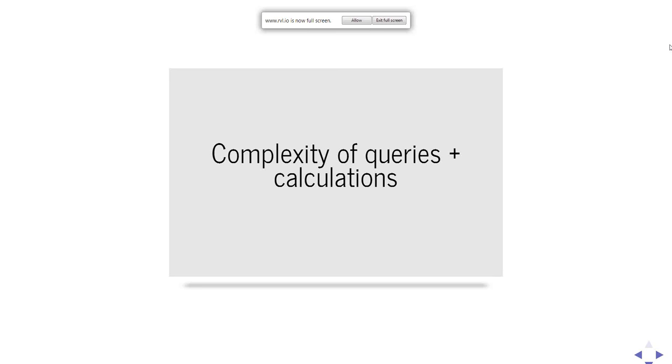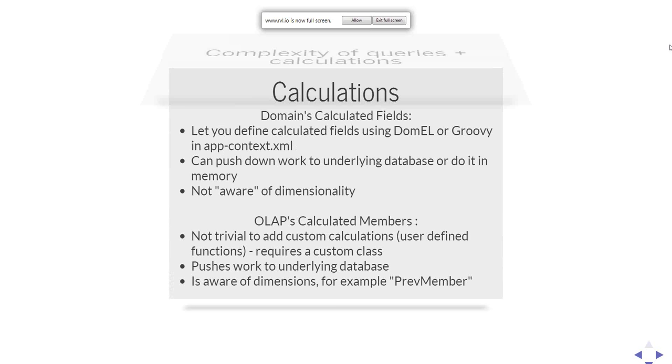Okay, so let's go about the complexity of queries and calculations. You can define quite a lot of pretty powerful calculated fields. Particularly with domains, and I talk about topics as well, there is some sophistication in terms of using the underlying database to do some of the calculations. But it's really not aware of the dimensionality that I mentioned before. On the OLAP end, you can do a lot more.